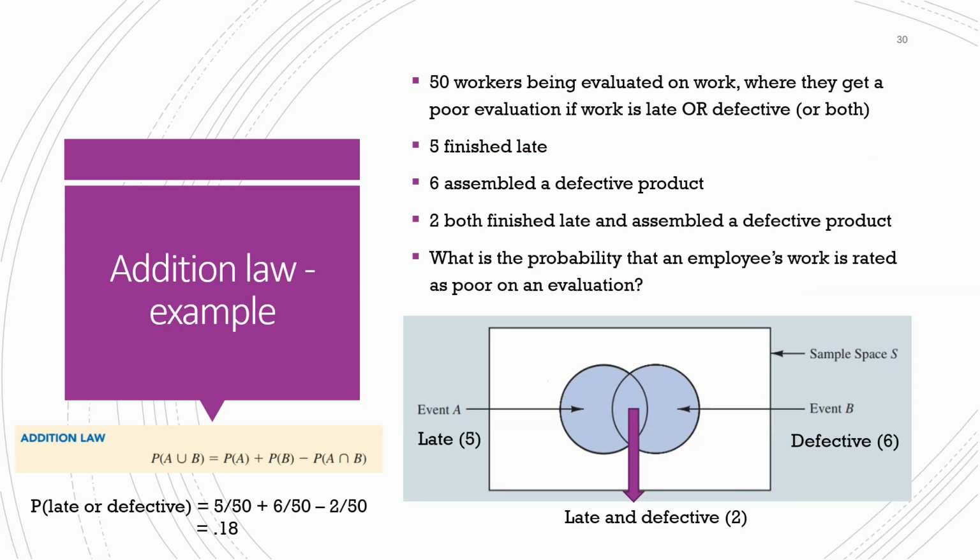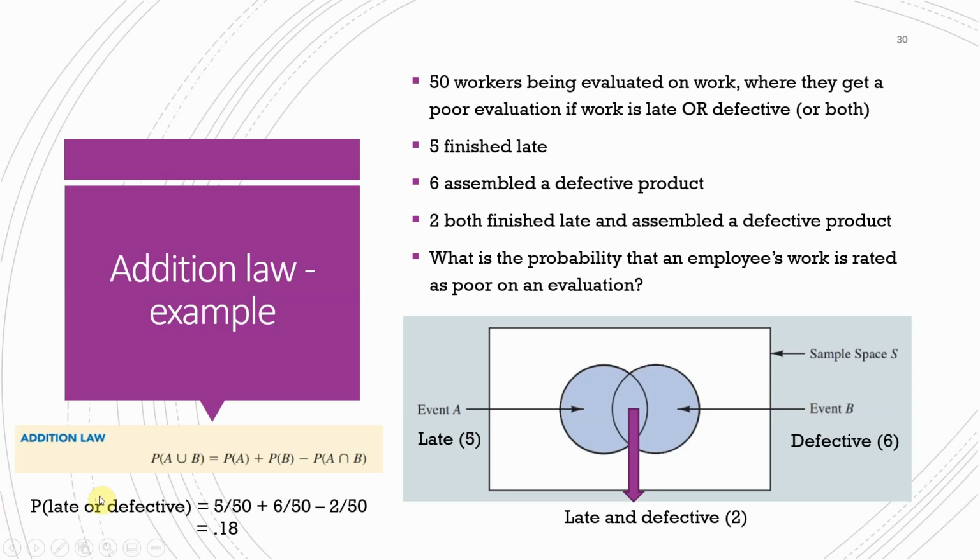Let's do an example now. So we've talked about it conceptually. Let's say that we have 50 workers and they're being evaluated on work where they get a poor evaluation if the work is late or if it's defective or both. So in this case, we have something that's not mutually exclusive. Your work can be both late and defective.